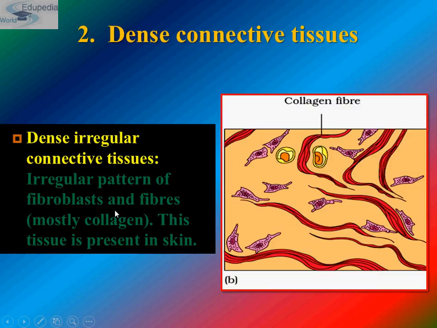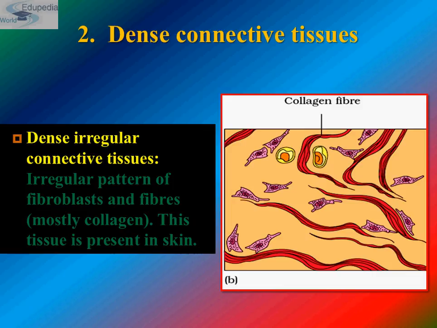Now comes dense irregular connective tissue. It has an irregular pattern of fibroblasts and fibers. It is mostly collagen. This tissue is present inside the skin. You can say that dense irregular connective tissue has fibroblasts and many fibers that are oriented differently, and this tissue is present in the skin.